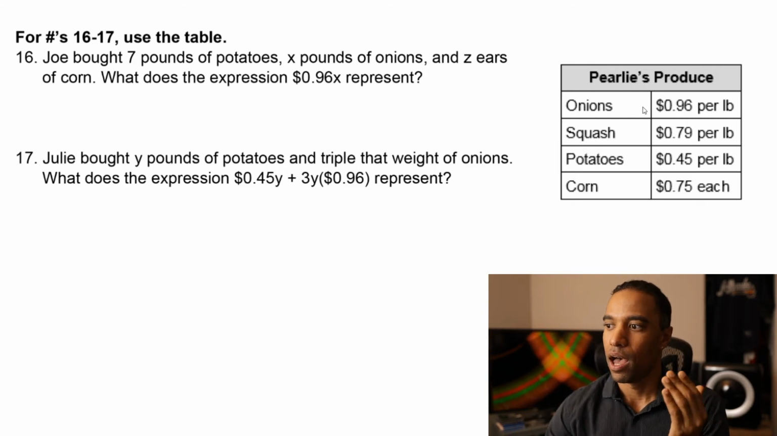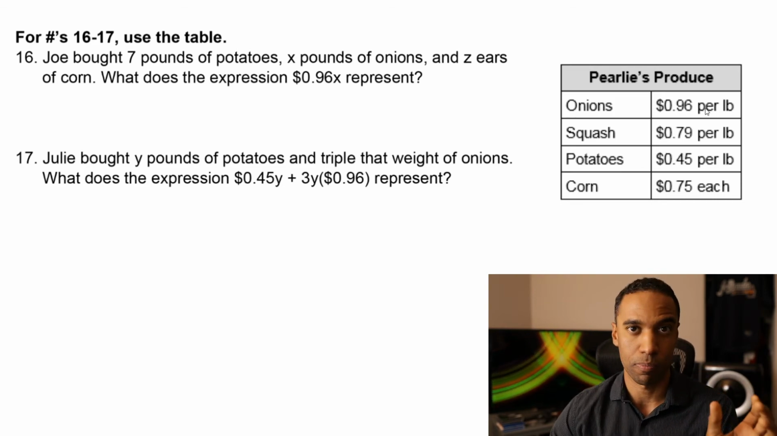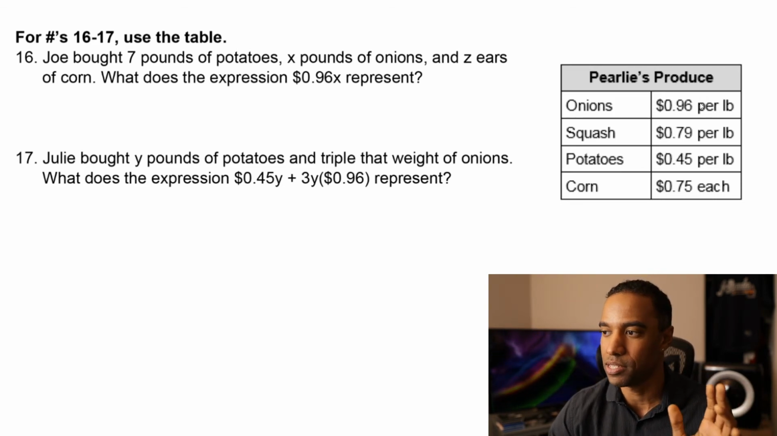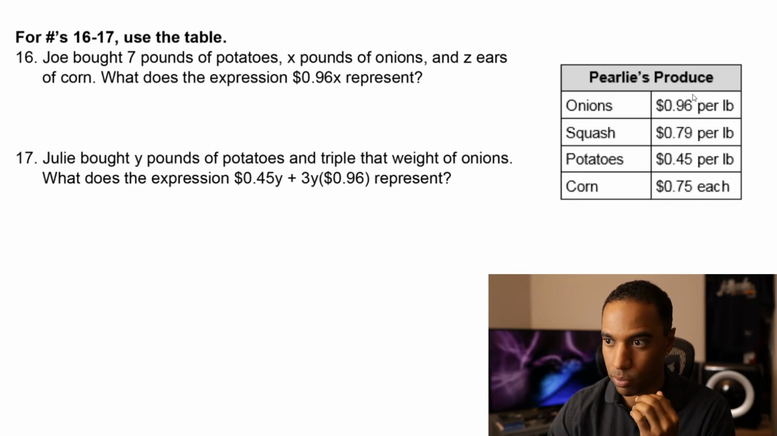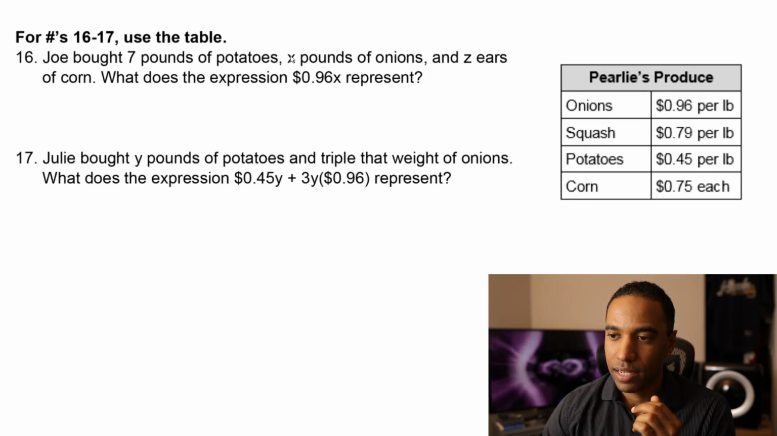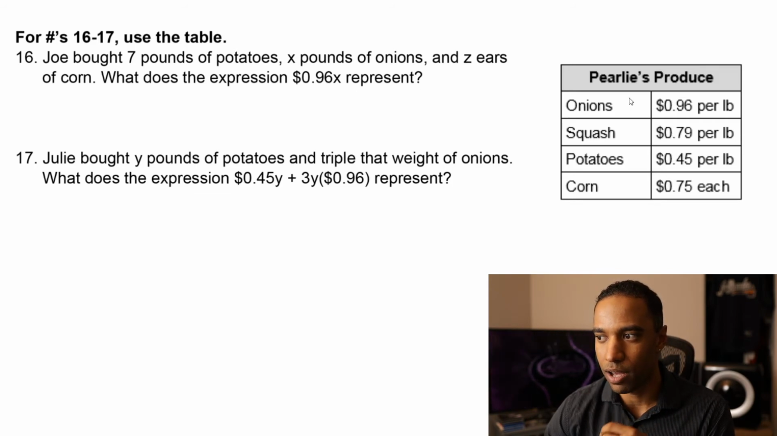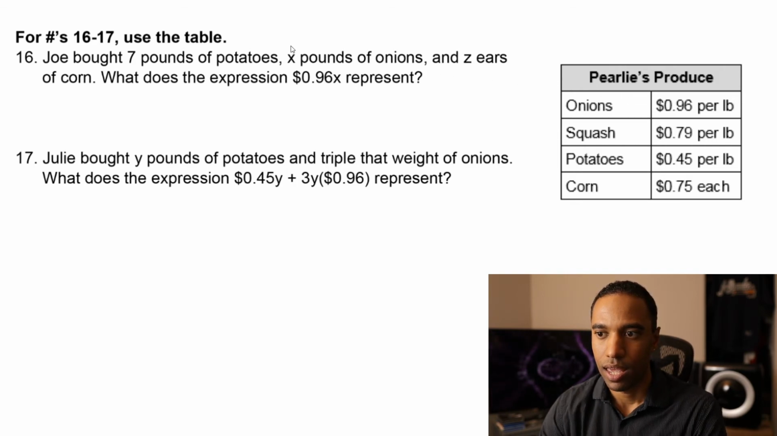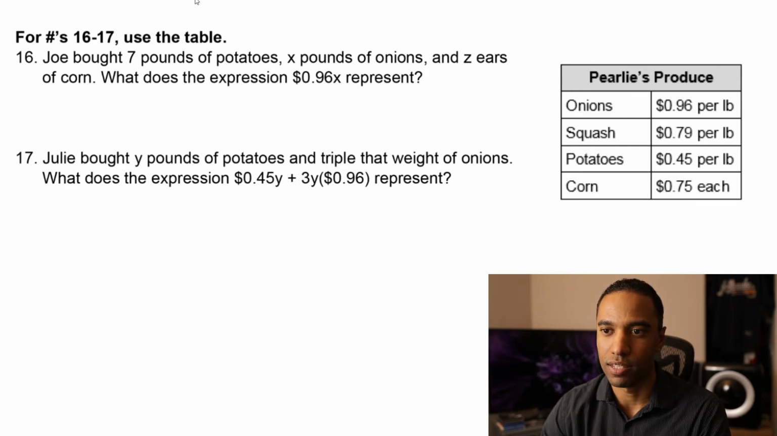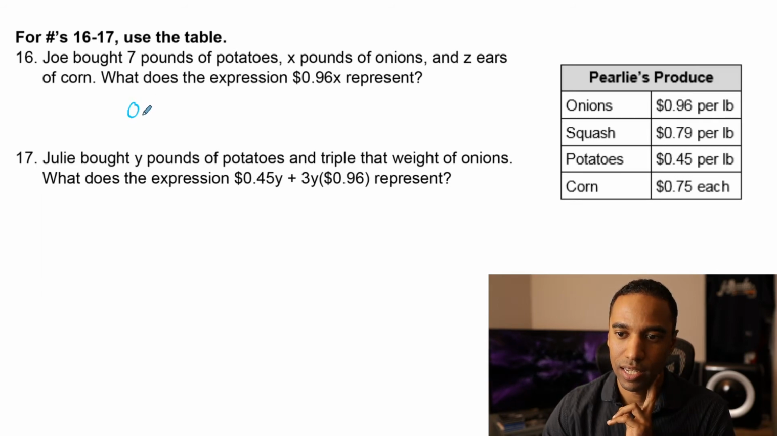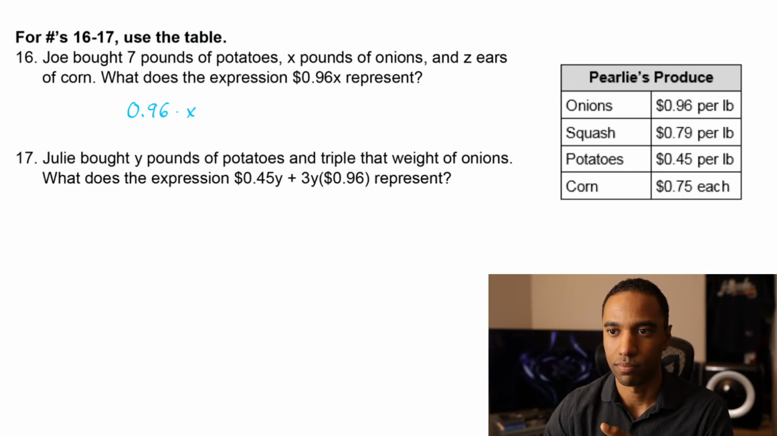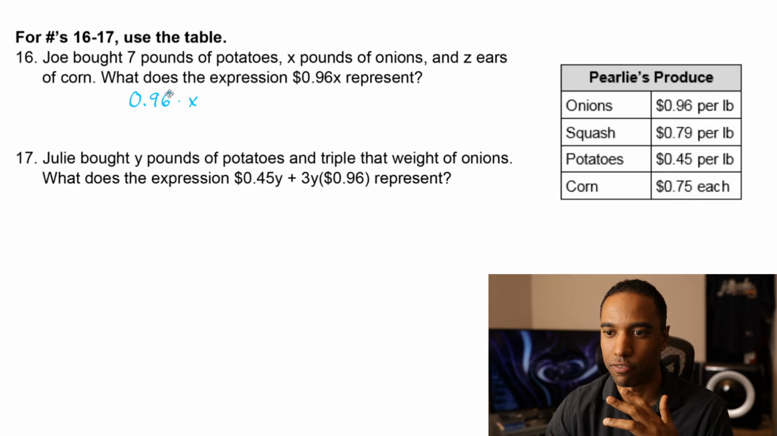So here's what you see. Onions are 96 cents per pound, or $0.96, right? 96 cents per pound of produce right here. X represents pounds of onions. If each pound of onions costs 96 cents, and we're looking at X pounds of onions here, 0.96x is taking two different sets of units here. I know what it is, but I'm trying to slow it down for you so I can work this out.